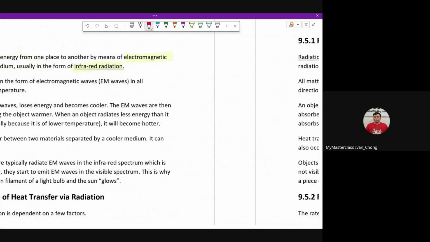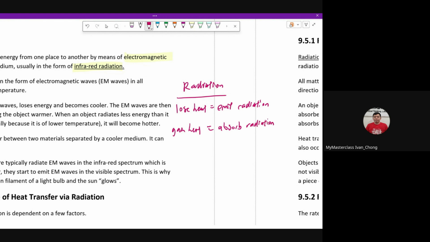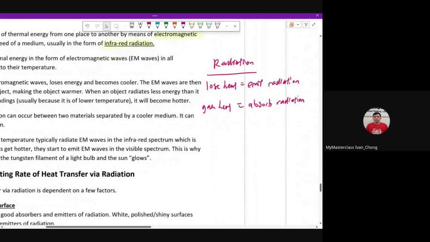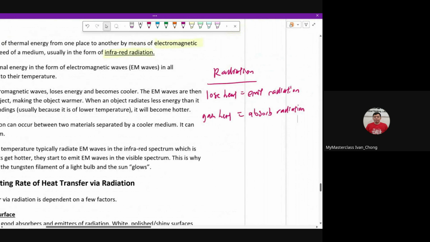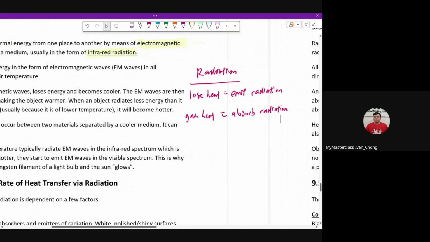I will summarize it to you. So for radiation itself, we don't actually use gain heat or lose heat. When you lose heat, we actually say emit radiation. Then when you want to gain heat, we will say that you absorb radiation. Okay? So all you need to do is ask yourself, do you want to gain more heat or lose more heat? Do you want to emit more radiation or absorb radiation?